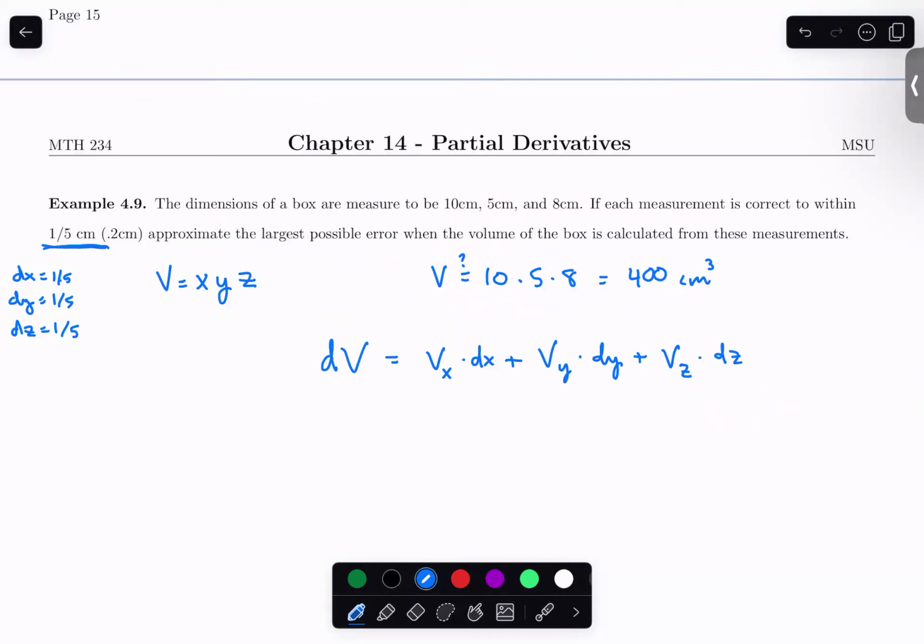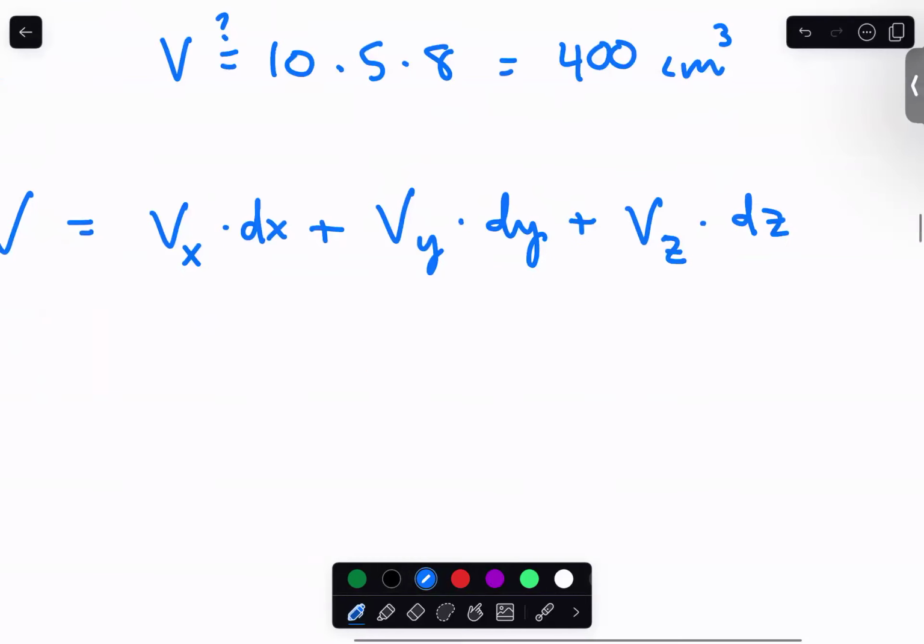This is my small change, how much my x's could be off, how much my y's could be off, how much my z's could be off. And again, all these technically have units of centimeters. So I'm going to be plugging these things in, right? There's going to be 1/5, and 1/5, 1/5. But I also need to take my derivatives.